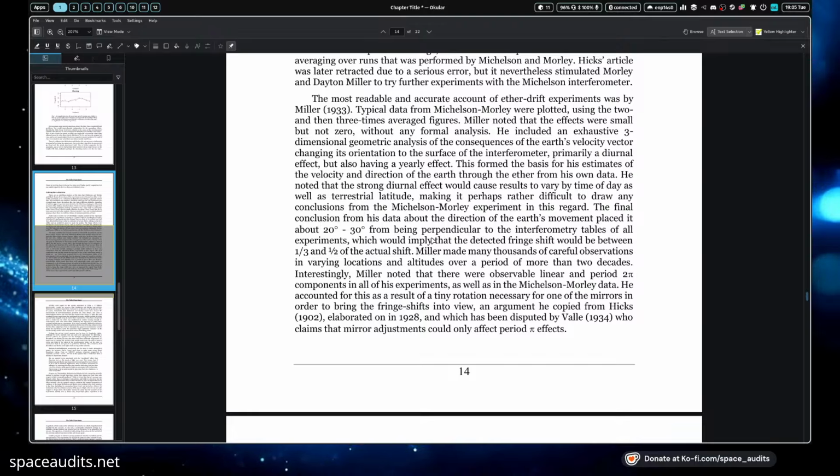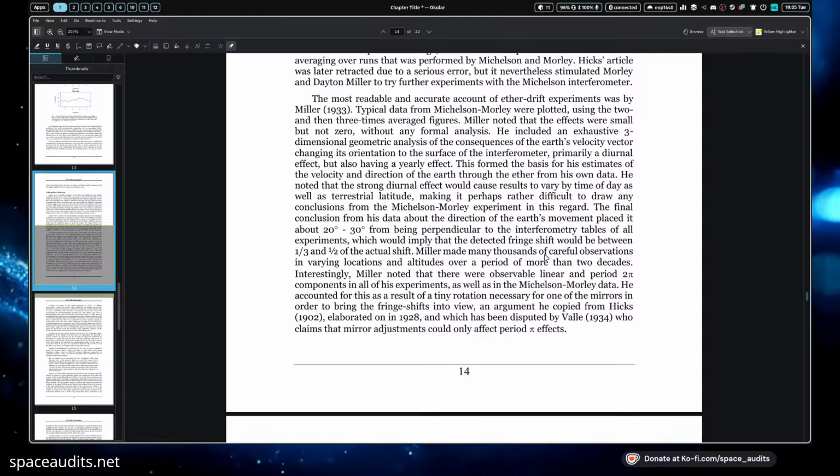But yeah, this is how they're trying to relate it. Okay, we'll back it up a second. So the final conclusion from his data about the direction of Earth's motion placed it about 20 to 30 degrees from being perpendicular to the interferometer table of the experiment, which would imply that the detected fringe shift would be 1/3 to 1/2 the actual shift.